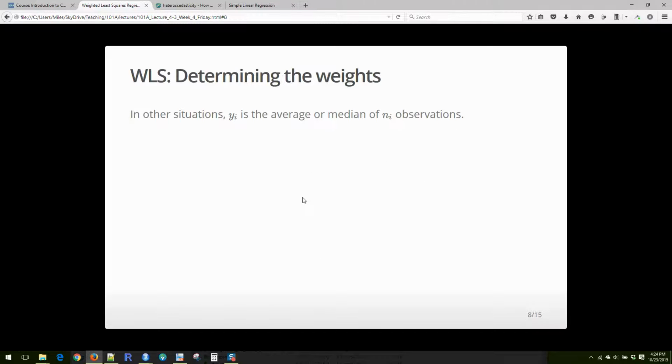And then the last way for determining weights is using the number of observations. So, for example, your y sub i may not be individual points, but this itself might be like a summary. So it could be, you took, this is like the mean of 10 people or something.